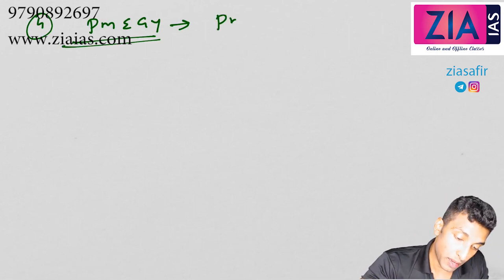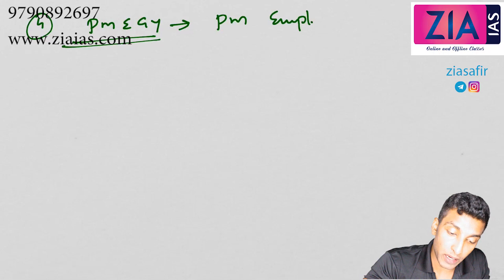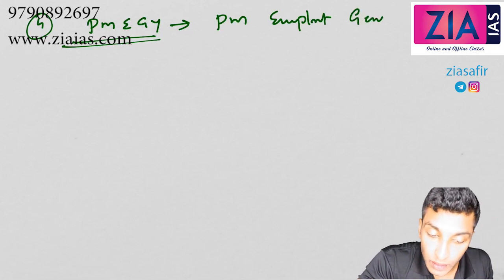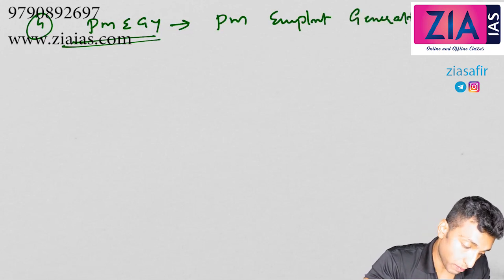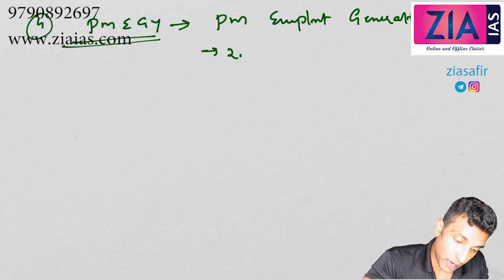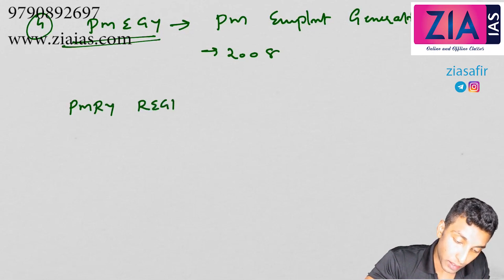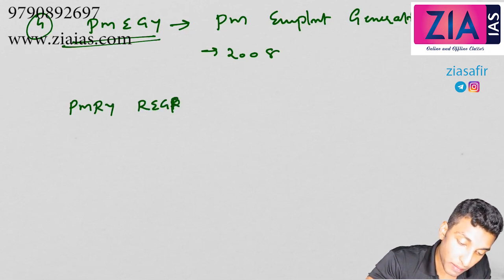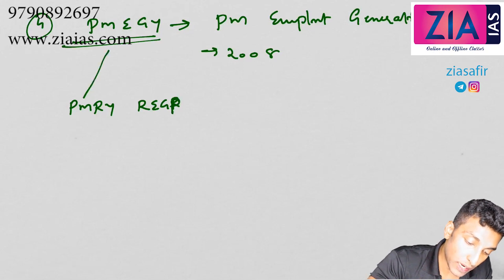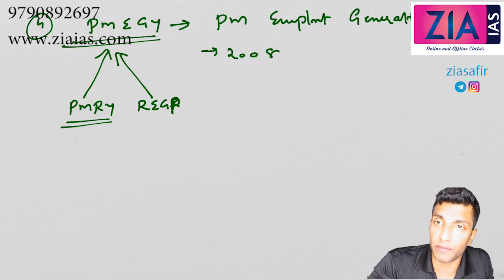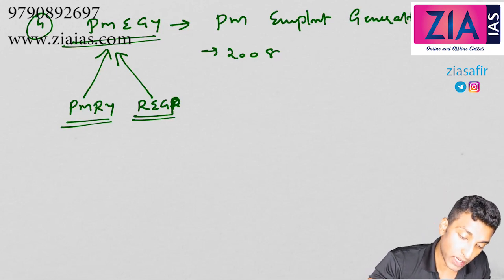Okay, so PM Employment Generation Program. It was launched in 2008. Actually two schemes, PMRY and Rural REGP, these two are merged into this. So two schemes, PMRY that we have discussed and REGP, both are merged under PMEGP.